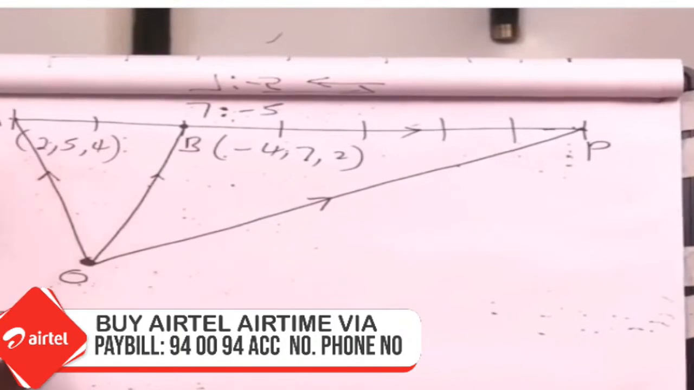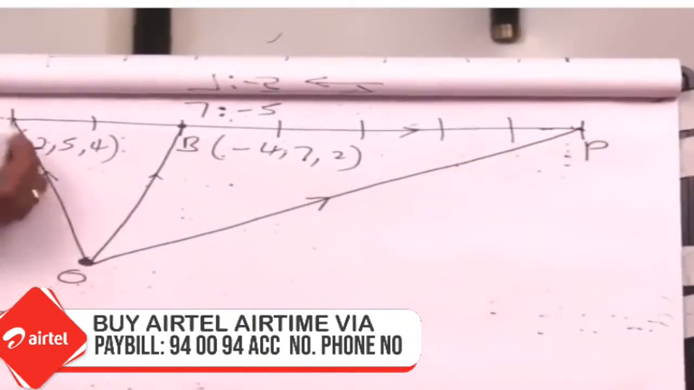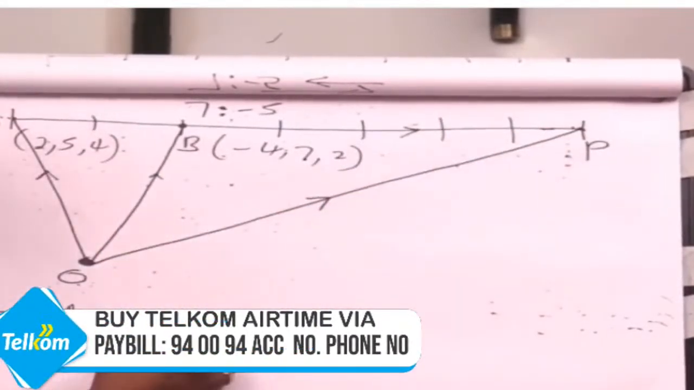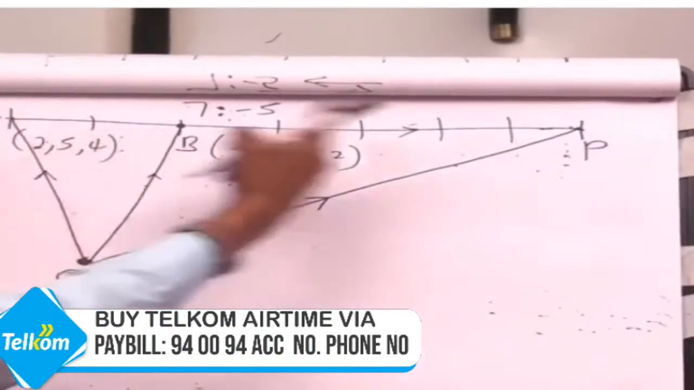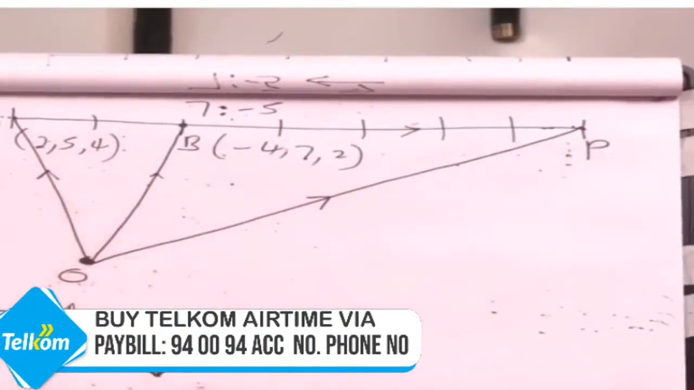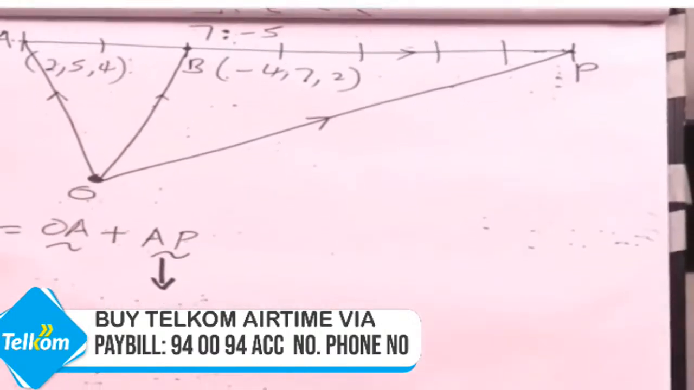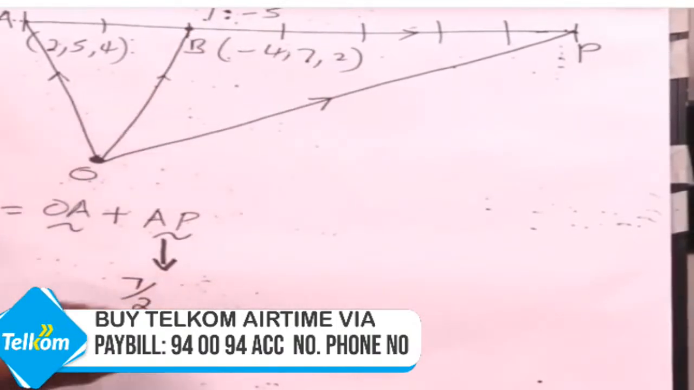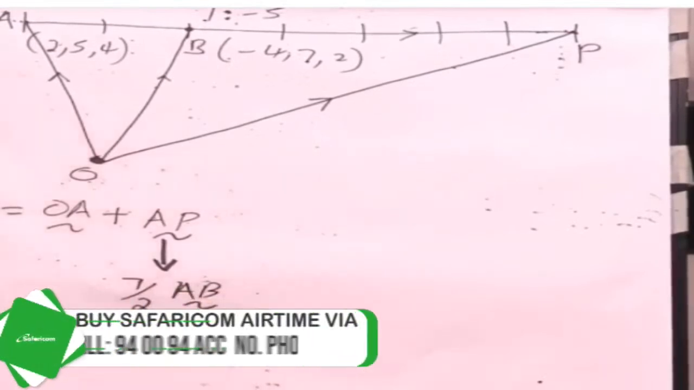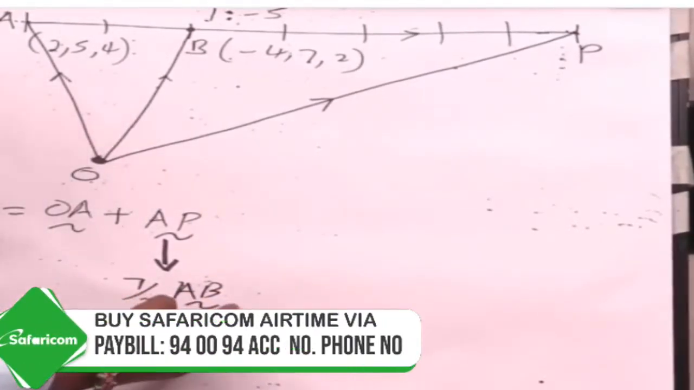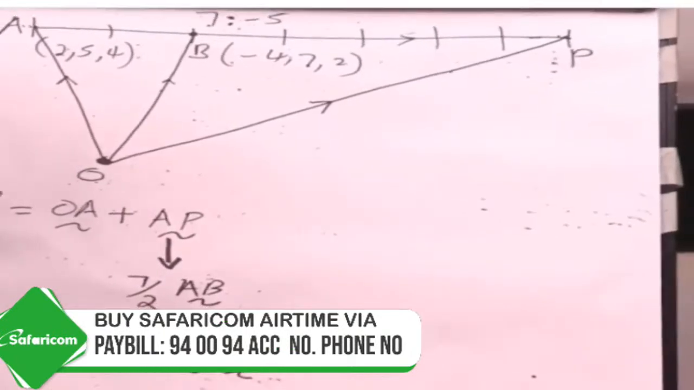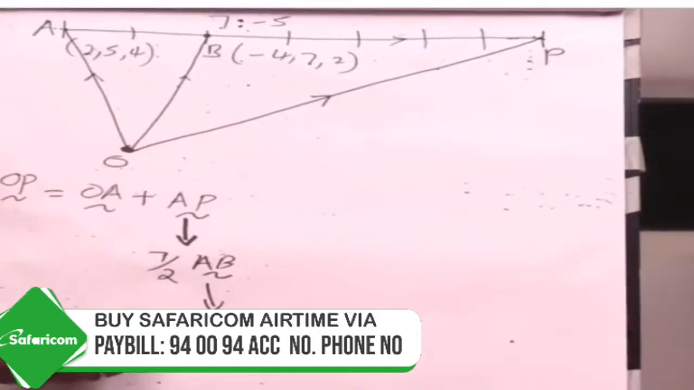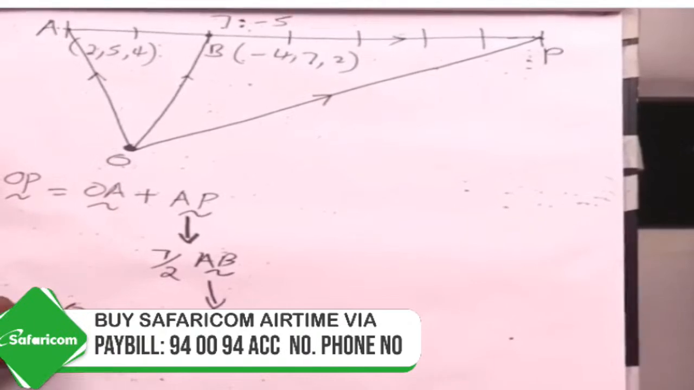So O to P, class, OP equals OA plus AP. But AP, pay attention, AP equals 7 over the total ratio, which is 2, of AB. But AB means B minus A, of 7 over 2.